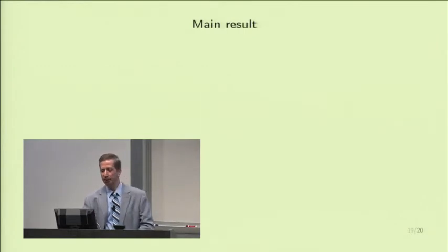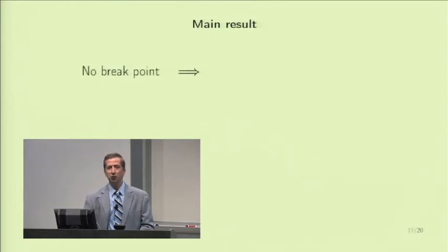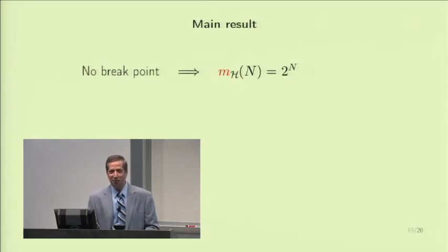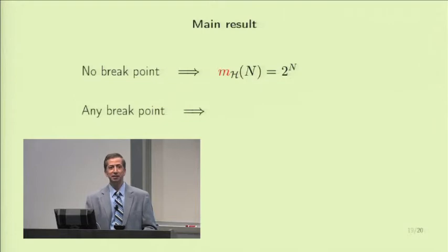Okay? The main result is that, first part will be, if you don't have a breakpoint, I have news for you. The growth function is 2 to the n. Okay, yes, that's the definition. So that cannot possibly be the main result. So what is the main result? The main result is that you have a breakpoint, any breakpoint, 1, 5, 7,000. Just tell me that there is a breakpoint. You don't even have to tell me what the breakpoint is.